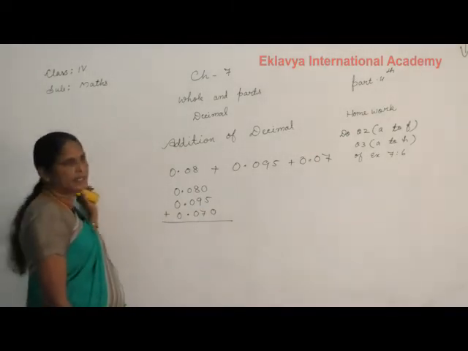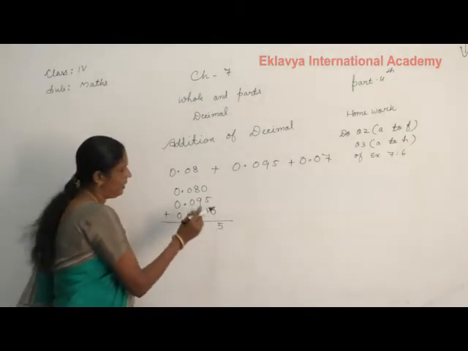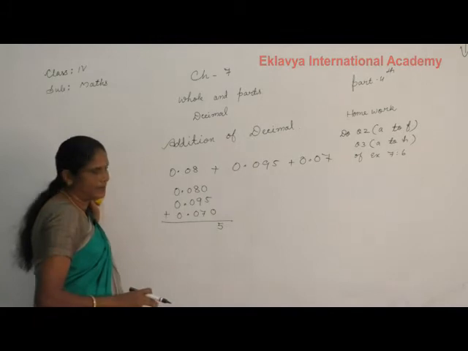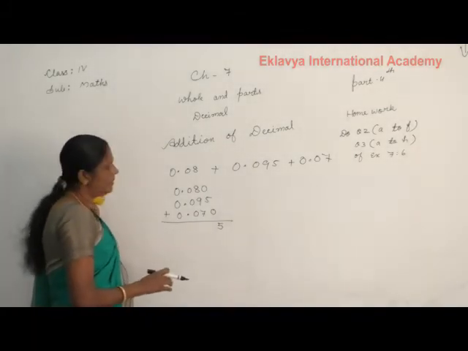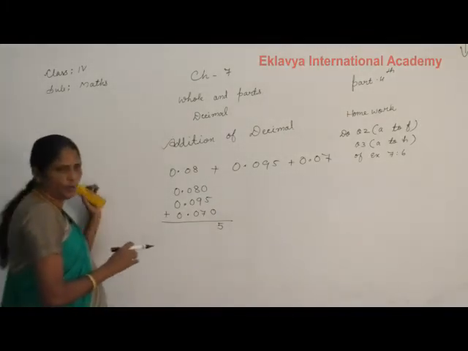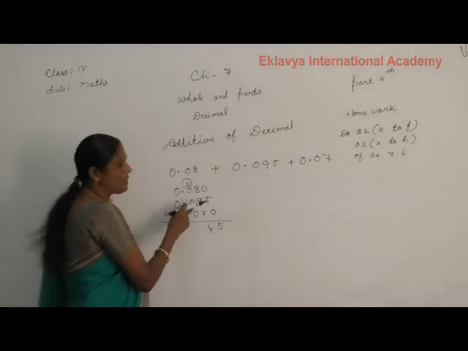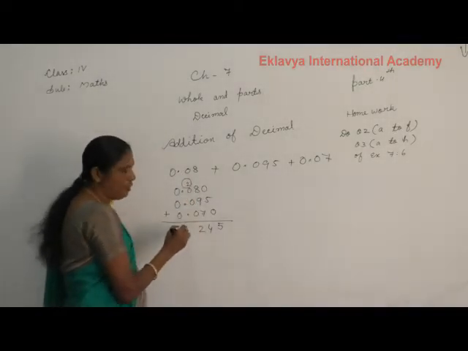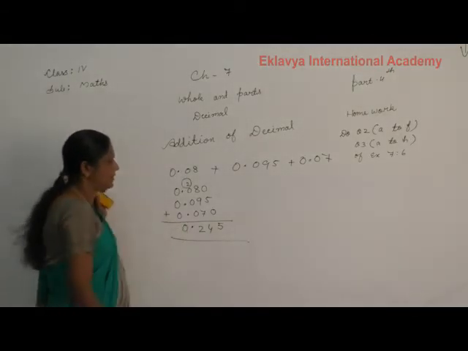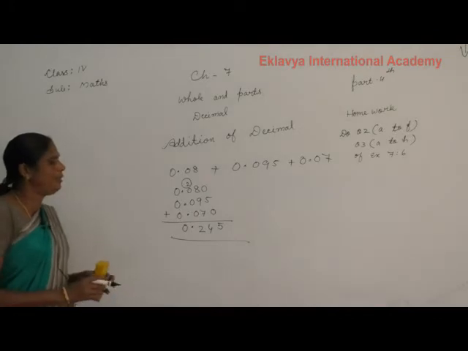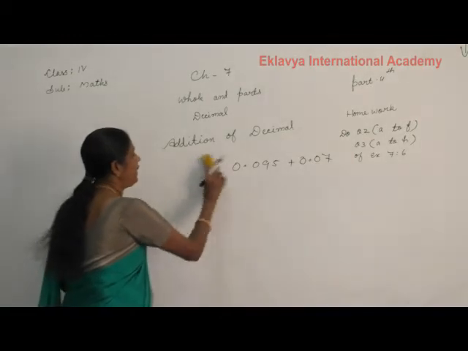Now add these numbers. 0 plus 5 plus 0, 5. 8 plus 9, 17. 17 plus 7, 24. Then carrying 2. 2 plus 0 plus 0 plus 0, 2. Then you put a decimal point. Then 0. Our answer is 0.245.